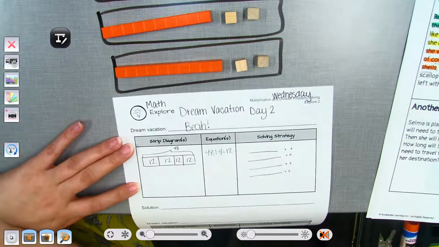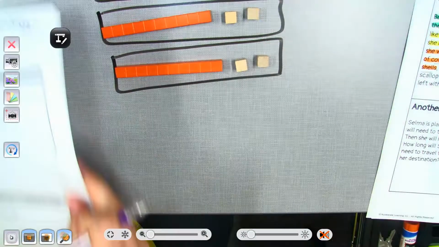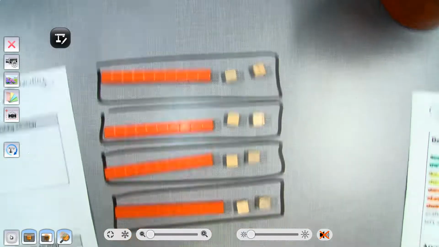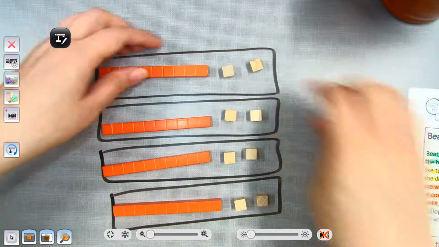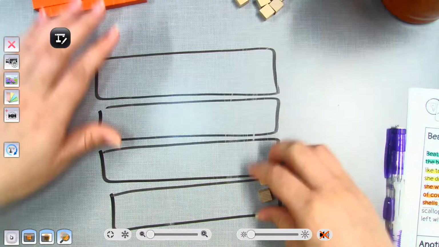But I'm not done yet. Okay? I'm not done. Okay, let's look at our problem. Okay, so I'm going to kind of erase what I did.